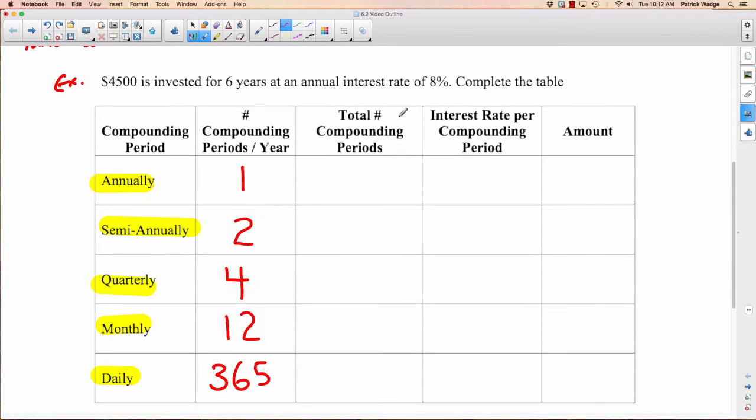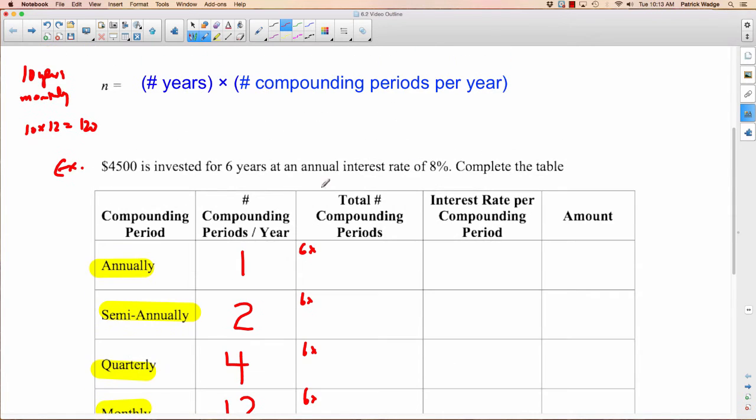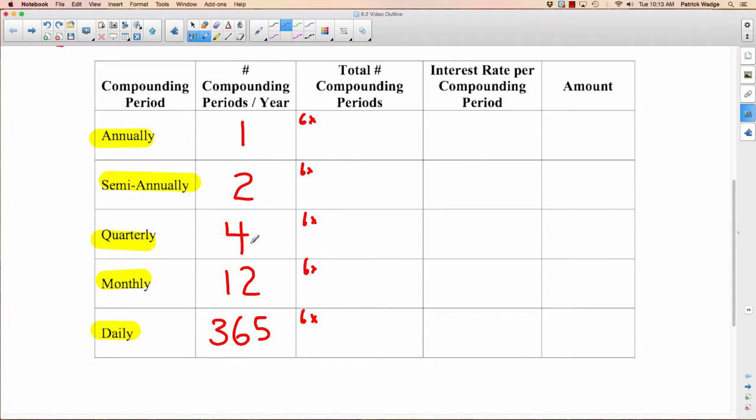Well, in every single one of these cases, whether it's annual, semi-annual, quarterly, it's always 6 years. So it's going to be 6 times something, and 6 times something, and 6 times something, all the way down. And then what you're multiplying the 6 by is the number of compounding periods per year. Well, we just figured that out right here.